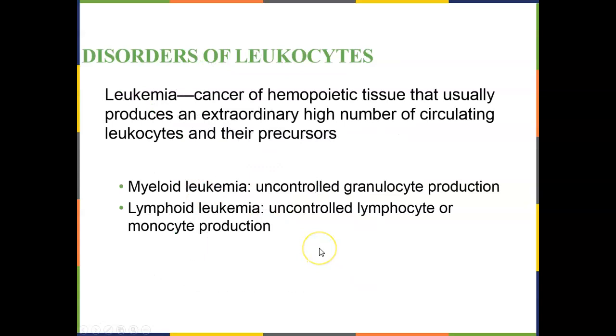So what is leukemia? It's cancer of the hemopoietic tissue. And it causes a high number of leukocytes to be produced, but these leukocytes are not functional. So they're like immature leukocytes that don't have a job. And because of that, we have lower than normal numbers of good white blood cells. Myeloid leukemia is uncontrolled granulocyte production, while lymphoid leukemia is uncontrolled lymphocyte production.